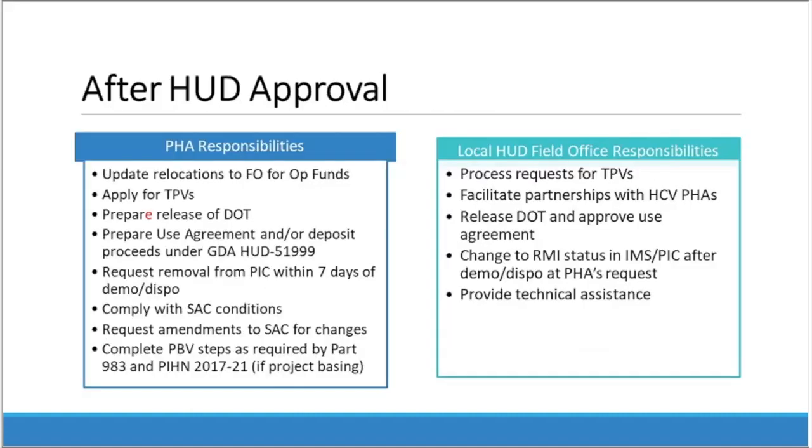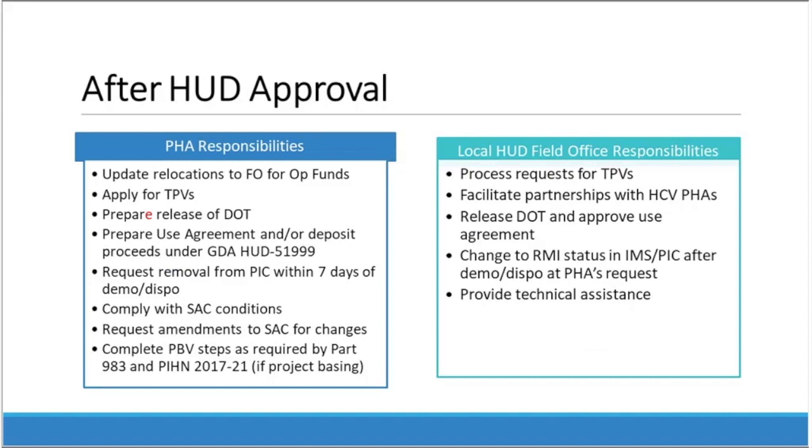So what happens after you submit your application and you get it approved? The Housing Authority is responsible for updating the field office on the use of OP funds. The Housing Authority would apply for your tenant protection vouchers. The Housing Authority prepares the release of the DOT. This is typically done with some back and forth with the local OGC, or Office of General Counsel, staff in field offices that handle this along with your PIH staff.